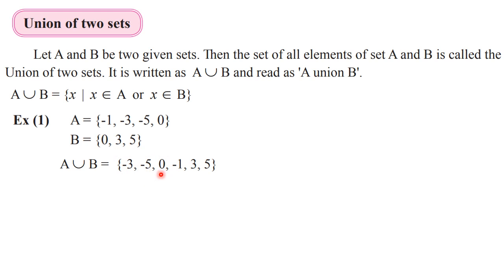Okay, so see, you can observe that -3, -5, -1 and 0. These all four elements are from set A, as I have said. Then 0 is repeated, and our rule, you know, is that we cannot repeat the element while writing the set. Repetition of elements is not allowed. So 0 you are not going to write again. So you are going to write the remaining elements of B, that is 3 and 5.